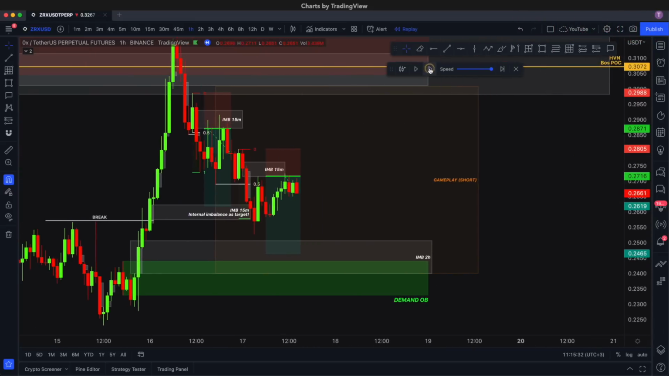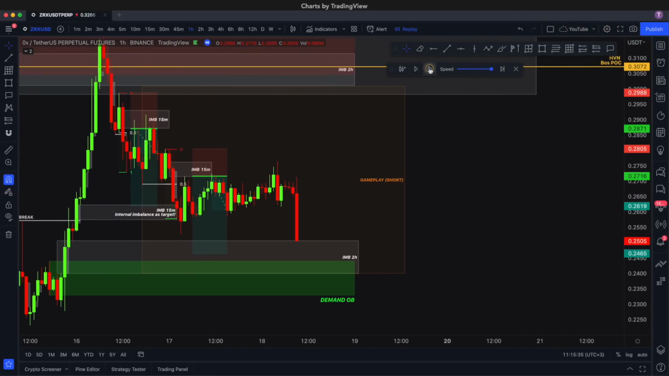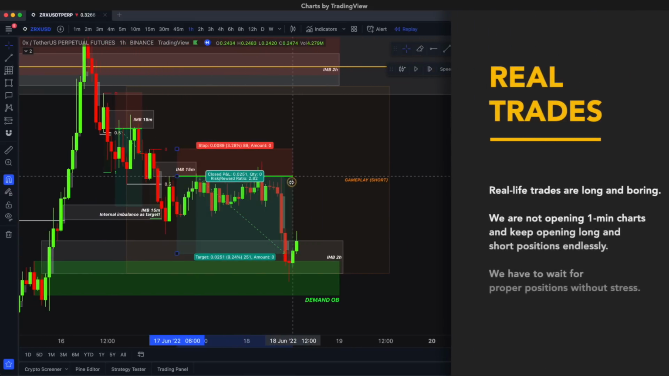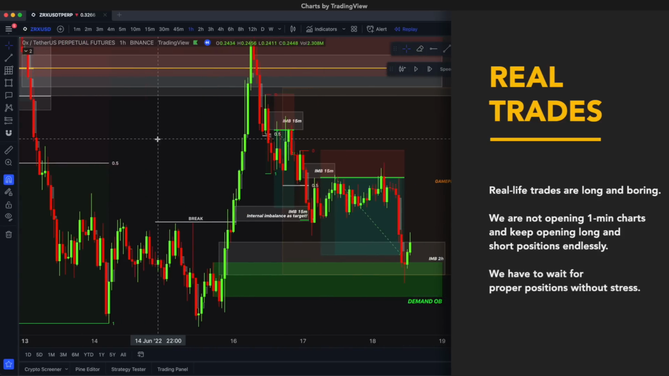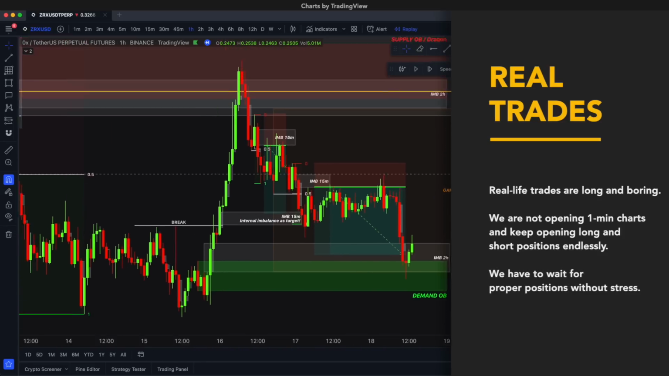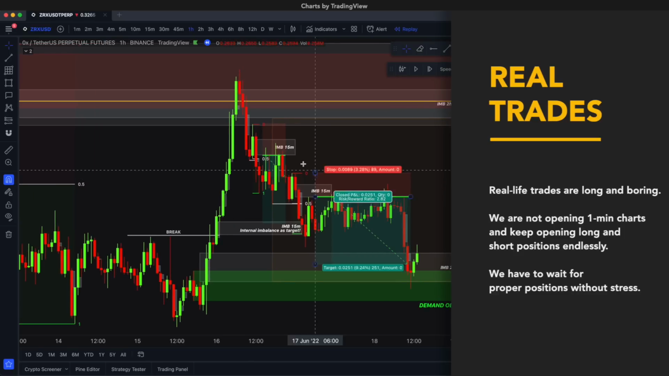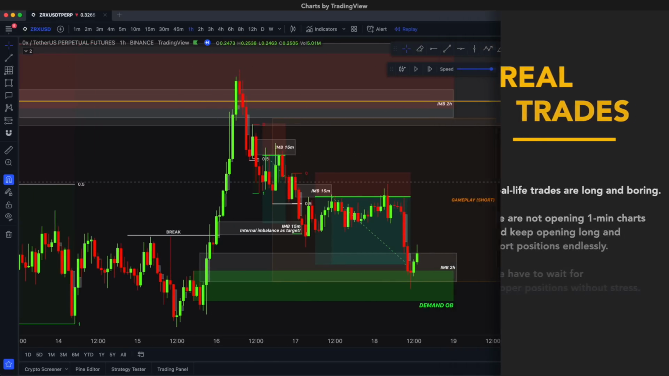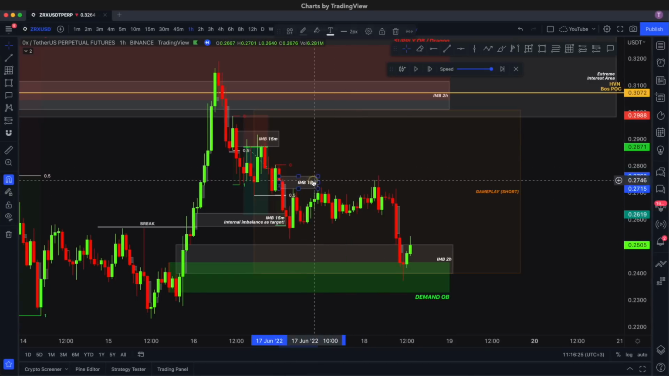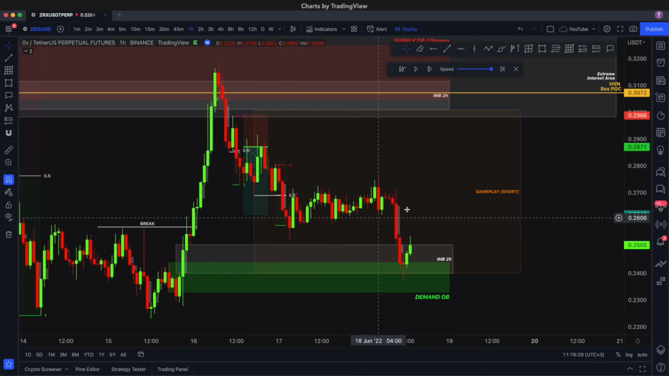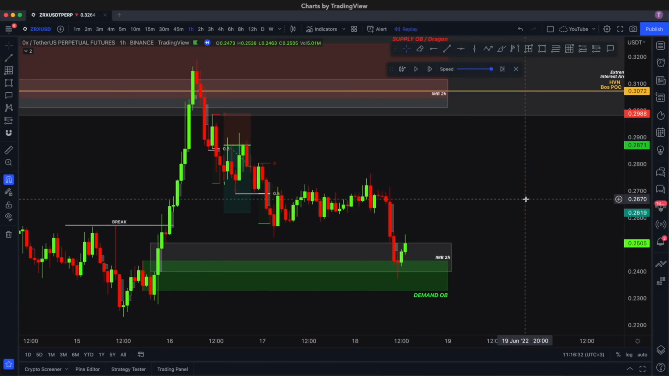This was a really long and boring trade. However, I specifically chose this trade to show you reality. In real life, trades are like this. They take time and they are boring. Now let's talk about fake setups and why new traders keep losing money.